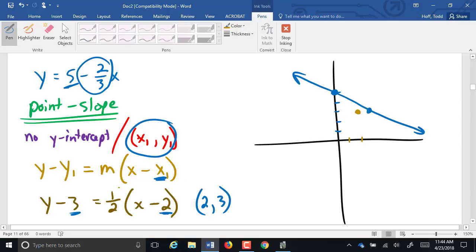From that point, then, my slope applies, which is the 1/2. So from that point, I go up 1 and over 2. There's my second point. My line goes through those points.